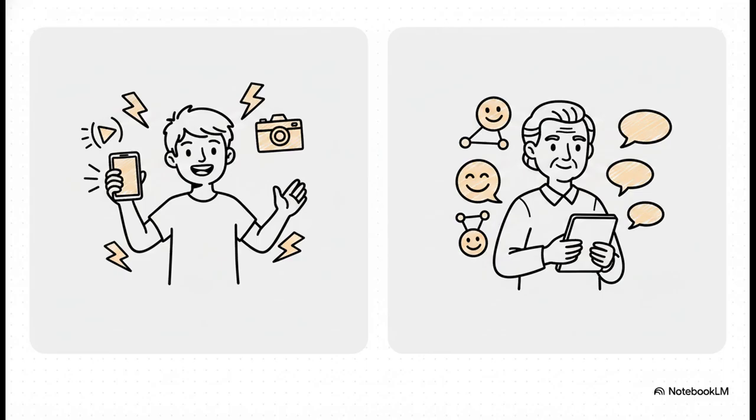On the flip side, older adults, aged 50 and up, heavily favor Facebook and YouTube to build communities. Understanding this split is absolutely crucial because platforms tailor their algorithms and their stealthy ad campaigns specifically to these behaviors.